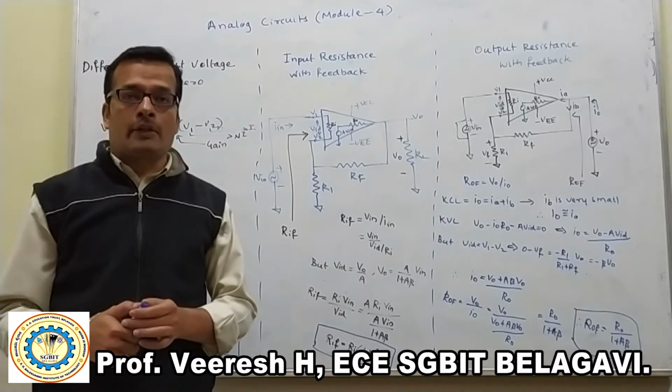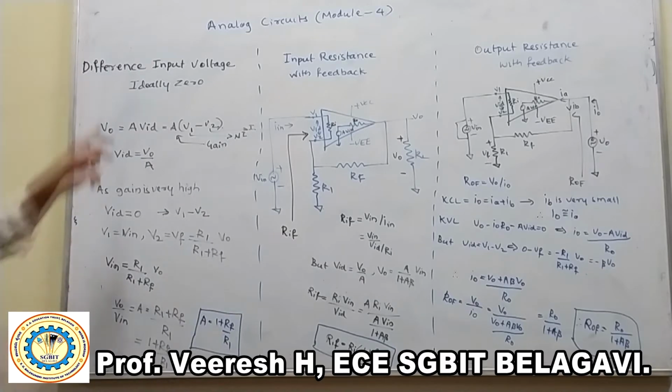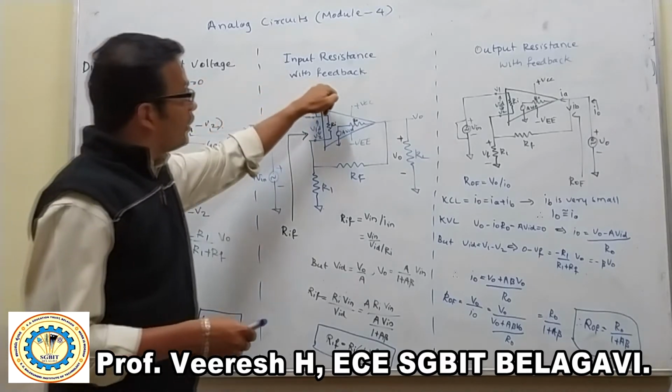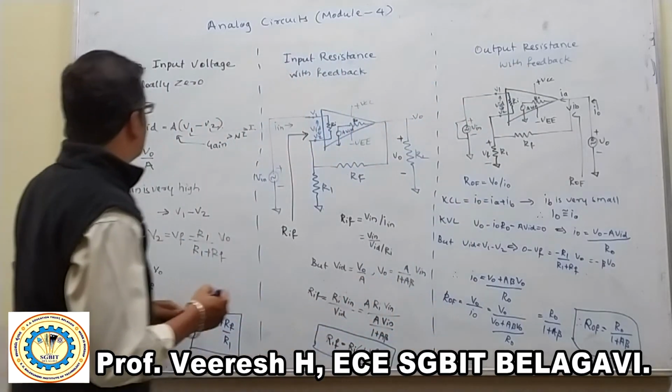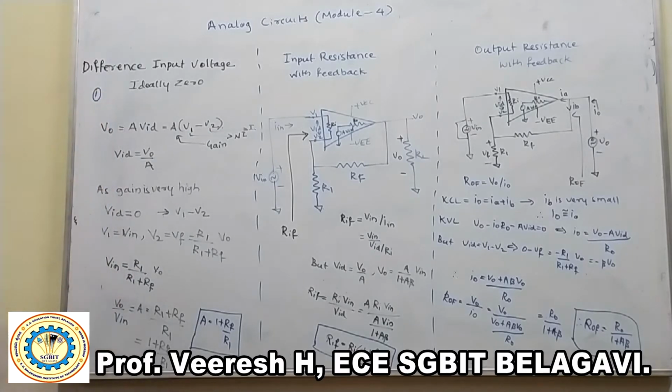Today we will continue with module 4 of the analog circuit subject, and basically today we will be discussing three topics. One is difference input voltage ideally zero, input resistance with feedback, and output resistance with feedback. So let us start the first topic, that is difference input voltage ideally zero.